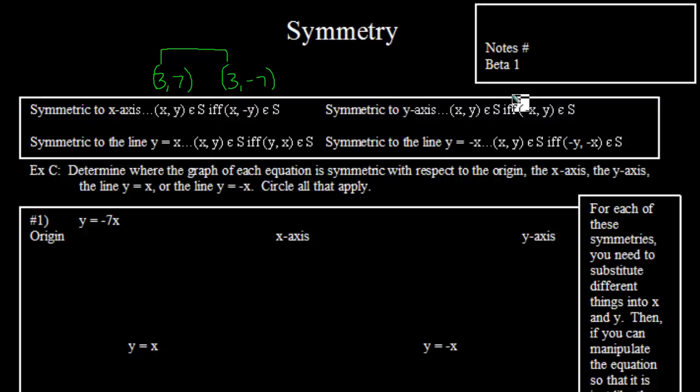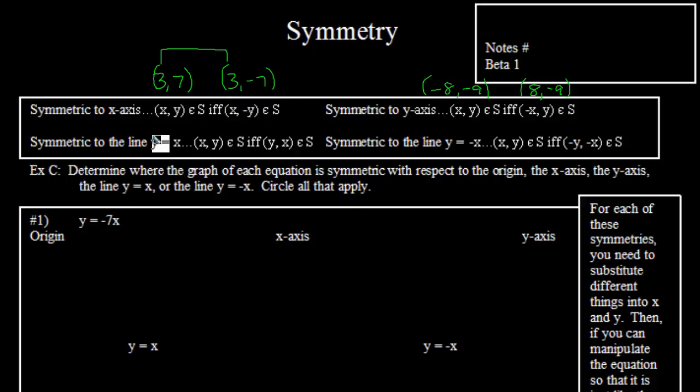Symmetric with respect to the y-axis, it's the opposite here. The y values stay the same, but the x value changes sign. So an example, let's say we have the ordered pair (negative 8, negative 9), and that's on our graph. Here it says if you change the sign of x and make it positive, leave y the same, that point's also on your graph.